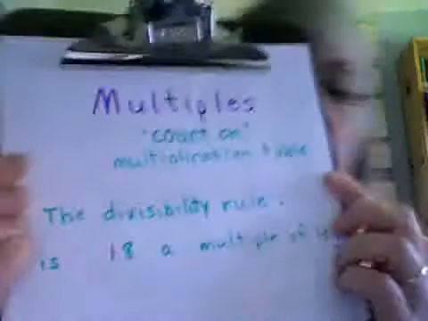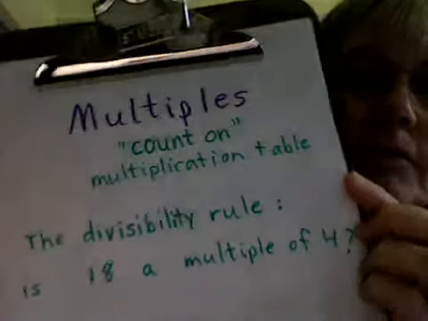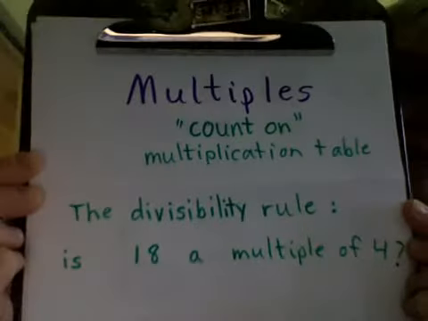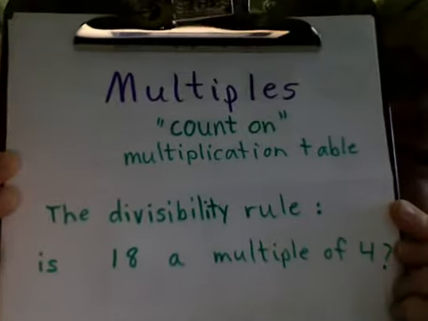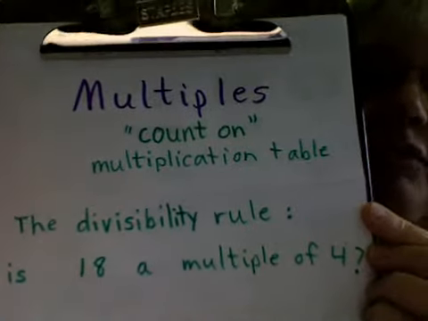One thing we like to do is determine whether or not a number we're thinking about is a multiple of another number. For example, we'll use the divisibility rule to decide whether a number is a multiple of another number. In this case, we'll find out if 18 is a multiple of 4.